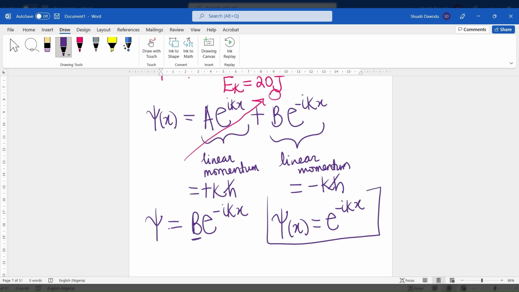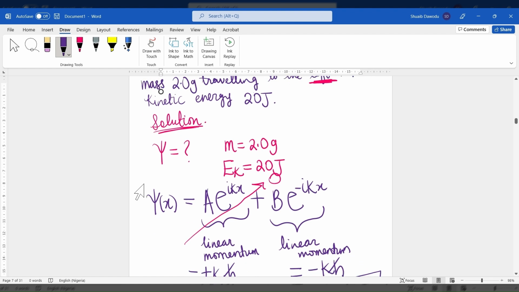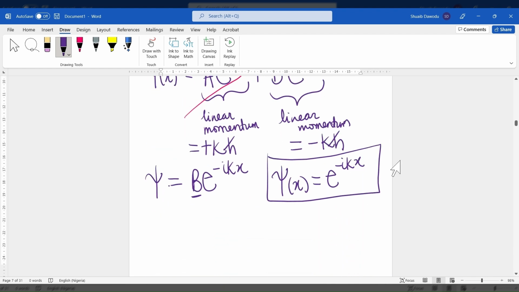So this is what we're supposed to get our answer in the form of. When they tell us to write the wave function of a particle traveling to the left, it always denotes the negative value for linear momentum, while a particle traveling to the right will denote the positive value of linear momentum. So left is negative k h bar, a negative value of linear momentum, and positive indicates right, a positive value of linear momentum. So that is what is going on here. The wave function has to be negative ikx because we're dealing with a particle moving in the left direction.